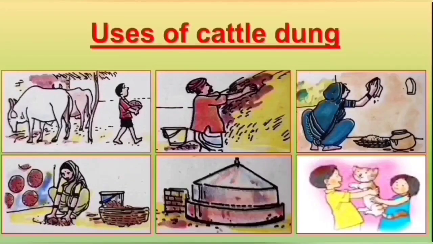Cattle dung is used as manure and to plaster houses. Dung cakes are used as fuel. It also yields gobar gas, a renewable source of energy. It is our duty to take care of animals and protect them.